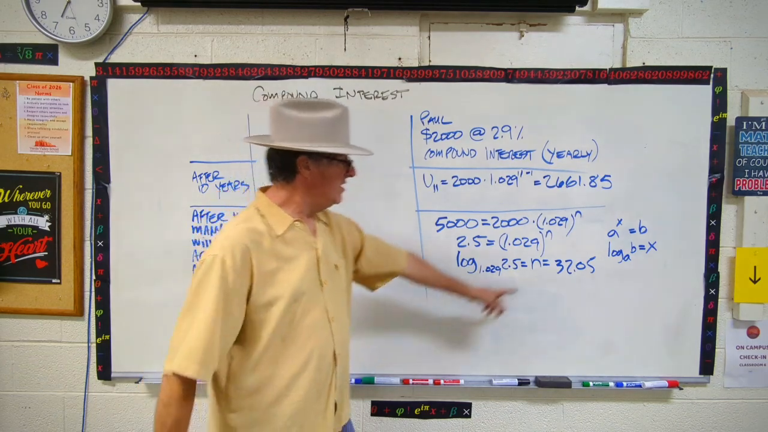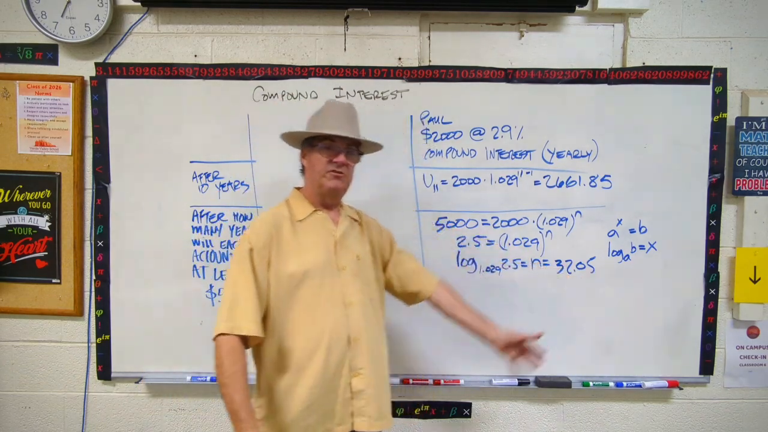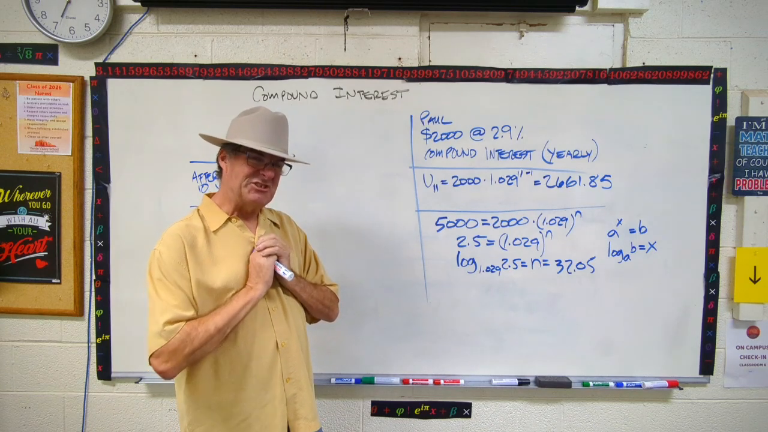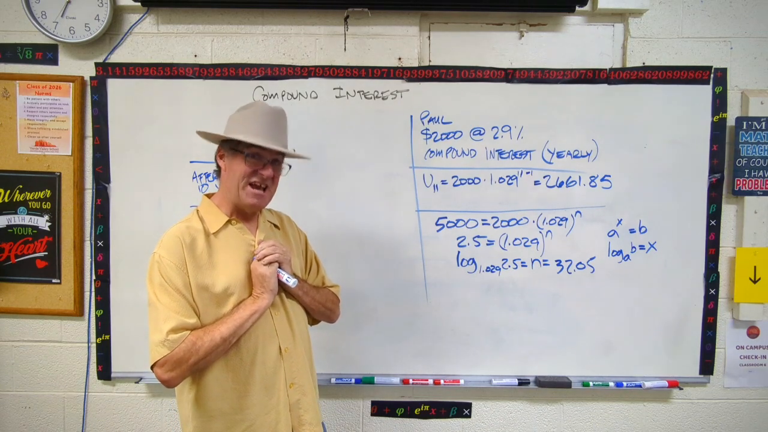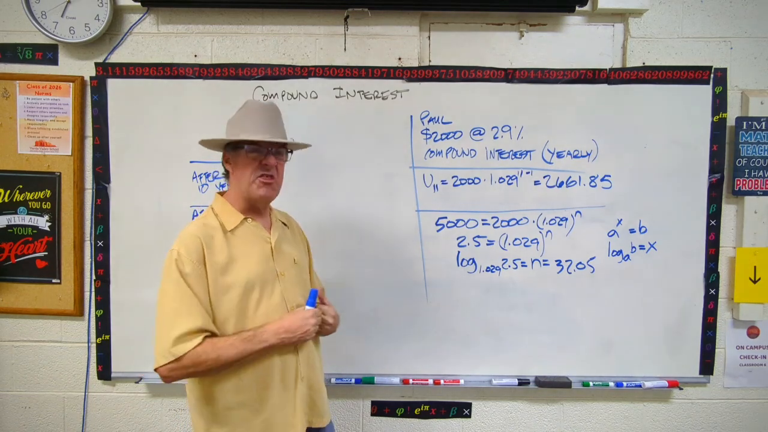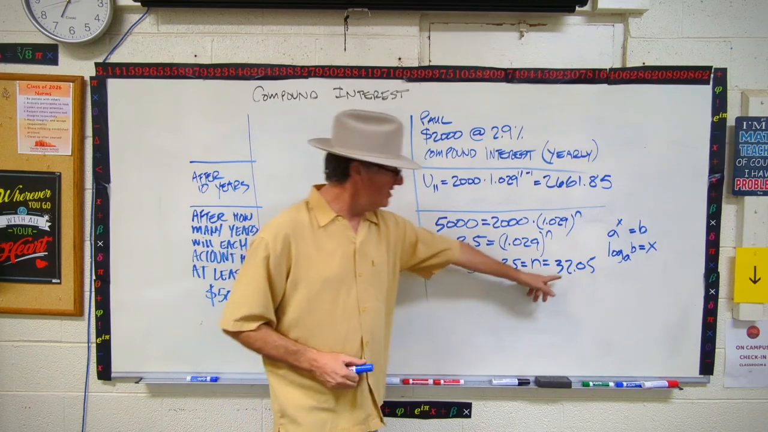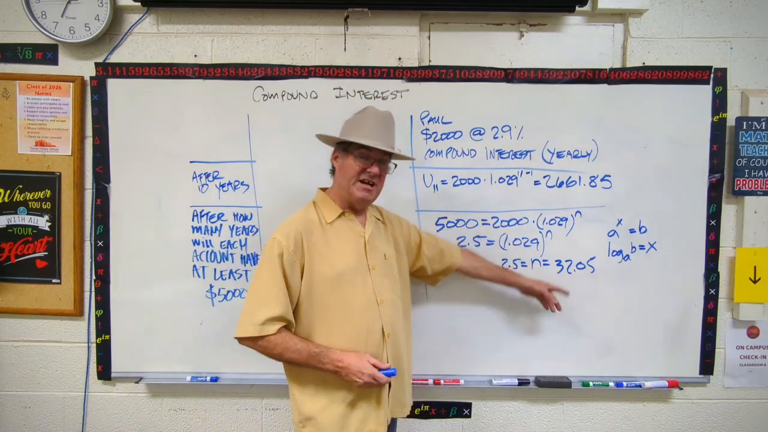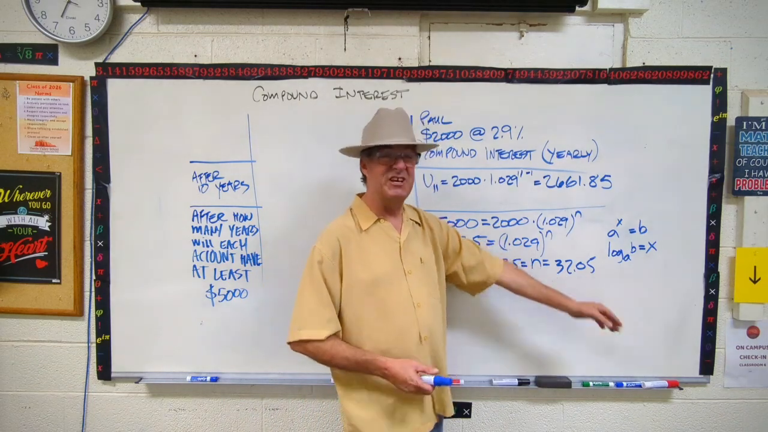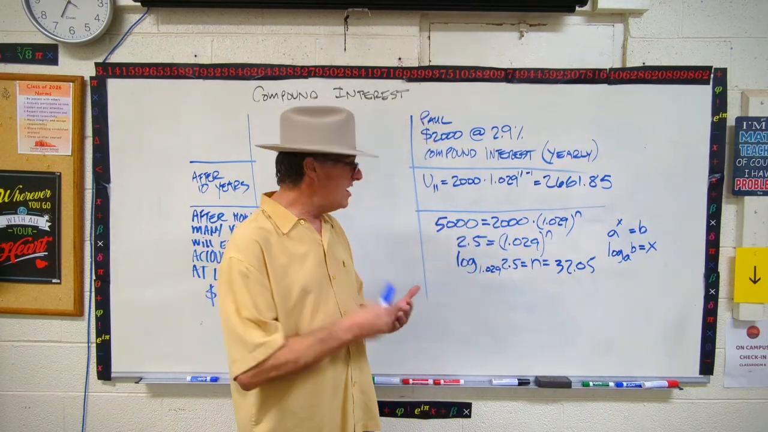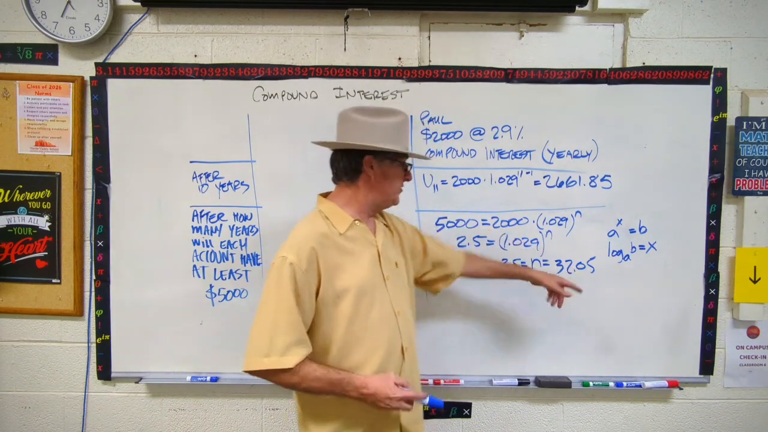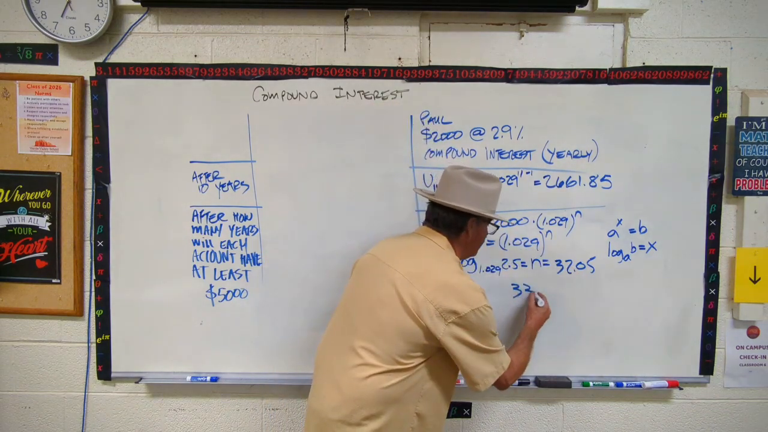So that spits out 32.05. So if you're answering this question strictly, it's going to take 33 years to get there. The interest won't be compounded to the end of the 33rd year, because at 32, it's going to be a little less than 5,000, because we need 32.05 years to get to 5,000. But it's not going to compound at 0.05 years. It's going to go all the way to 33 years. So that's 33 years.